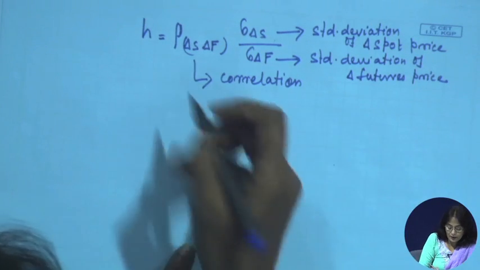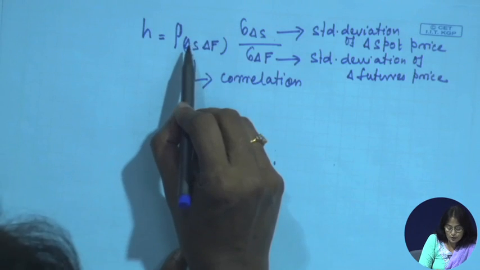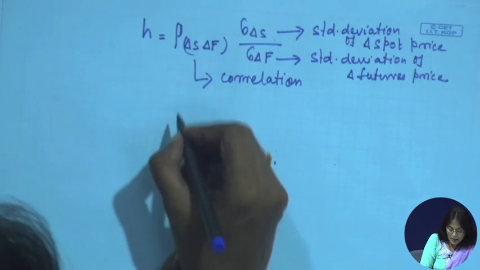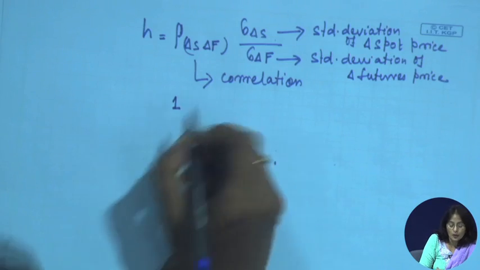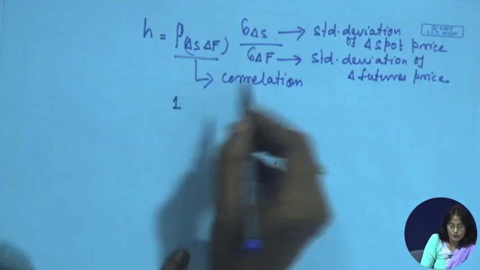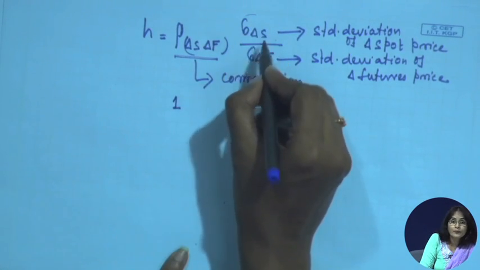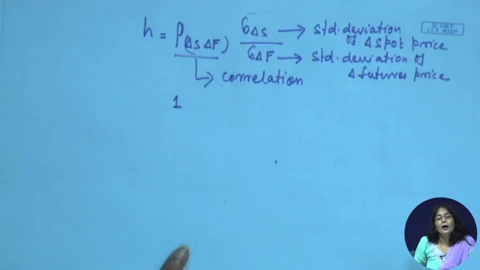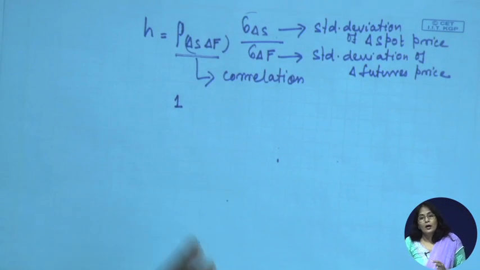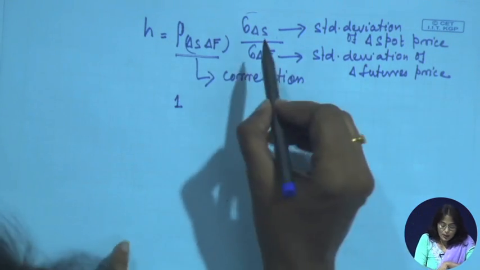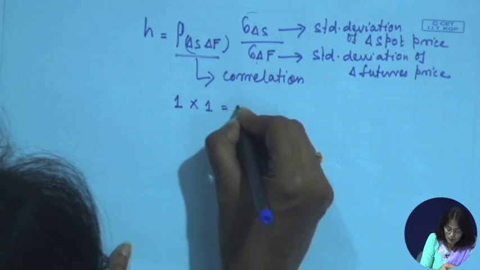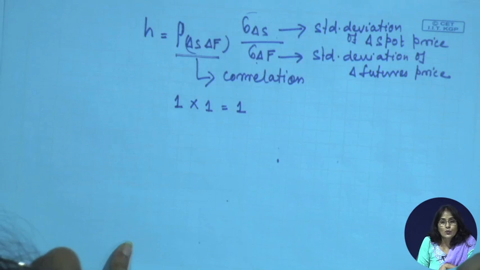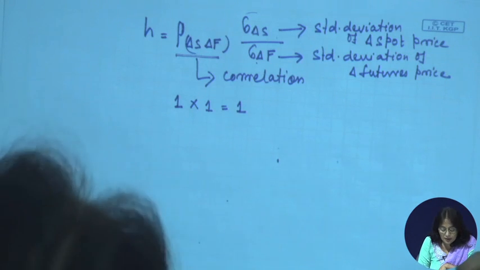Let's say the correlation between spot price and futures price can be maximum, it can go to 1. So this factor can be 1, and if both standard deviations are the same, then you can have this ratio as 1. So 1:1 will be 1.